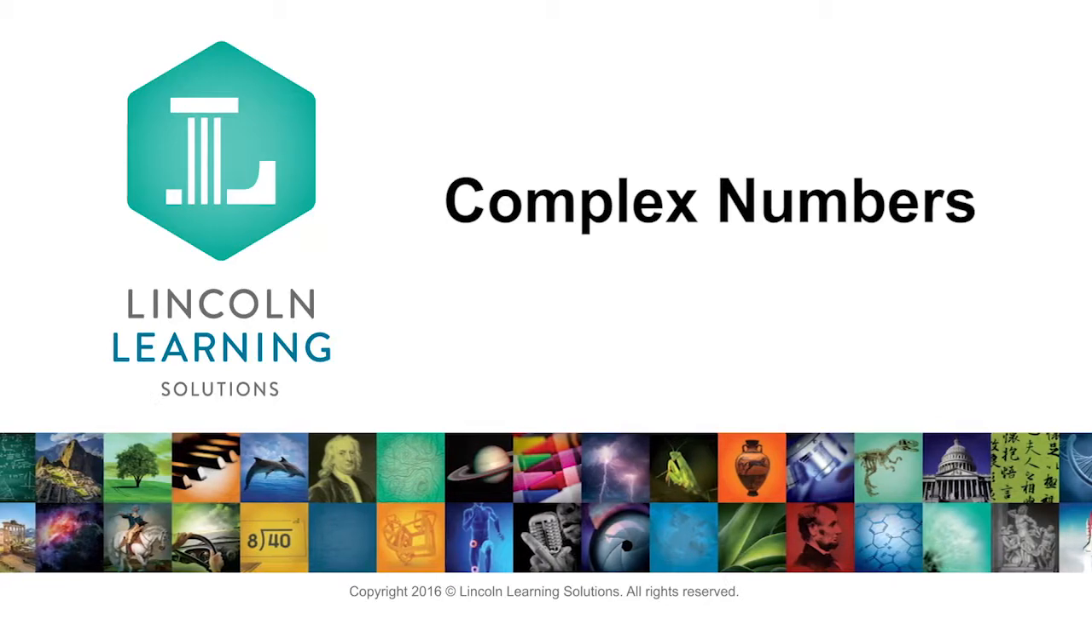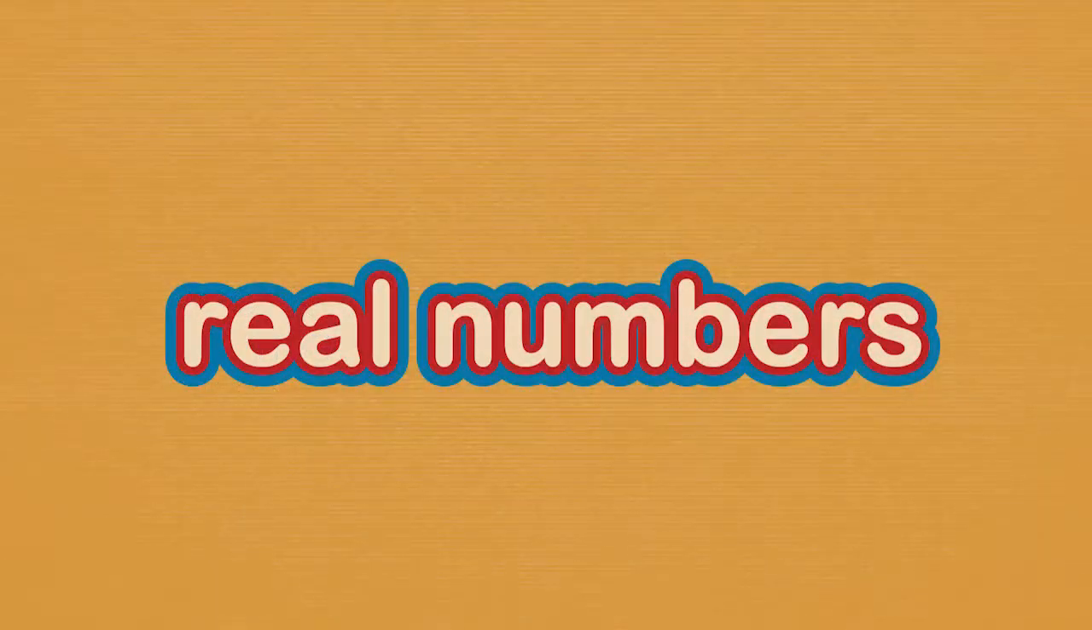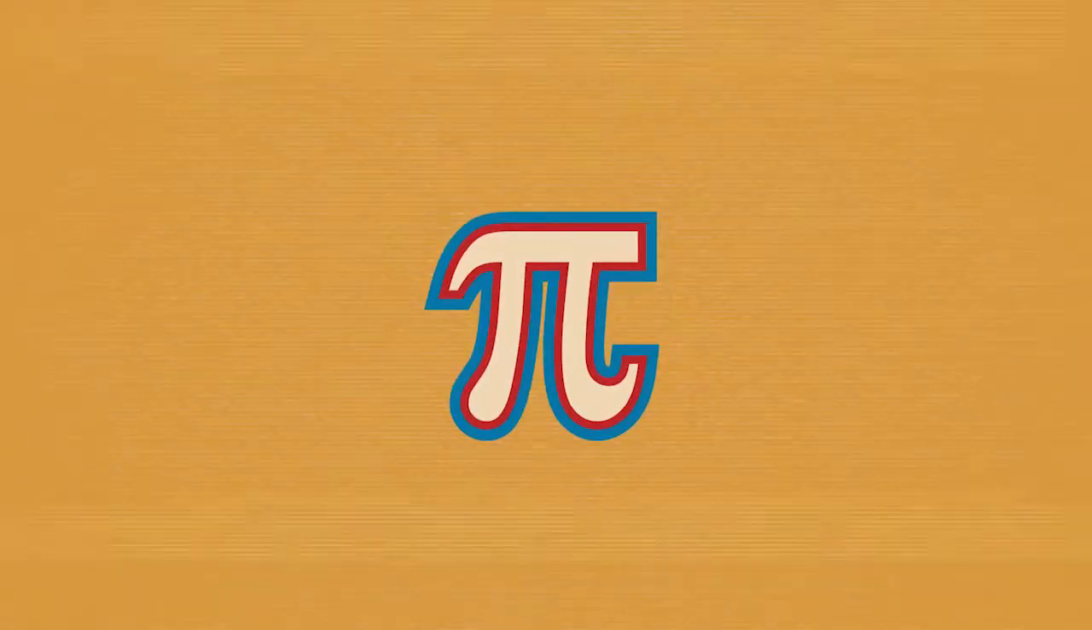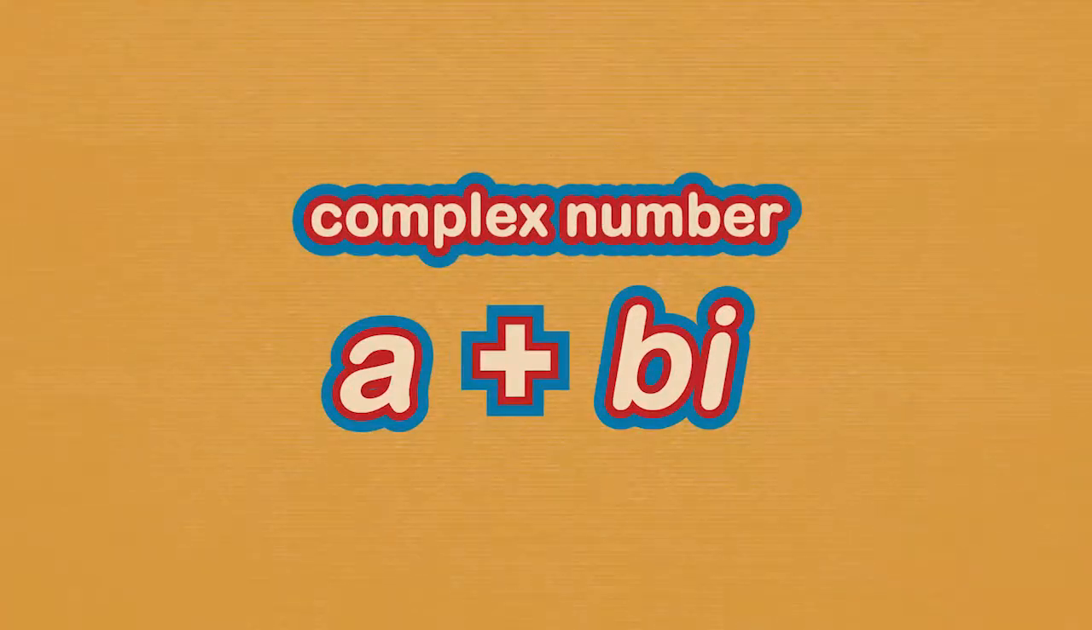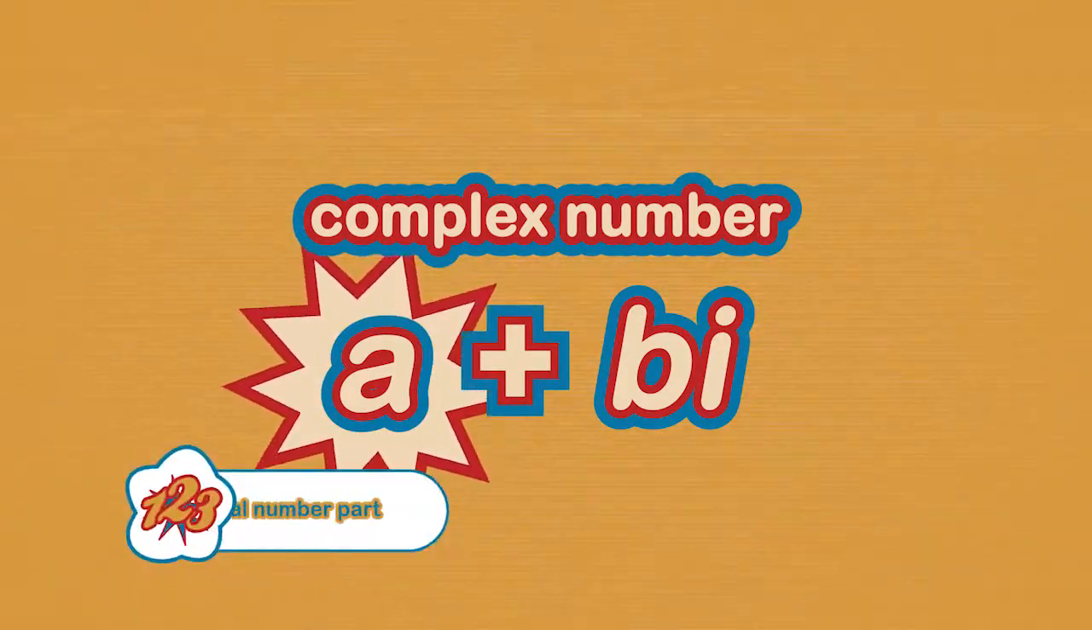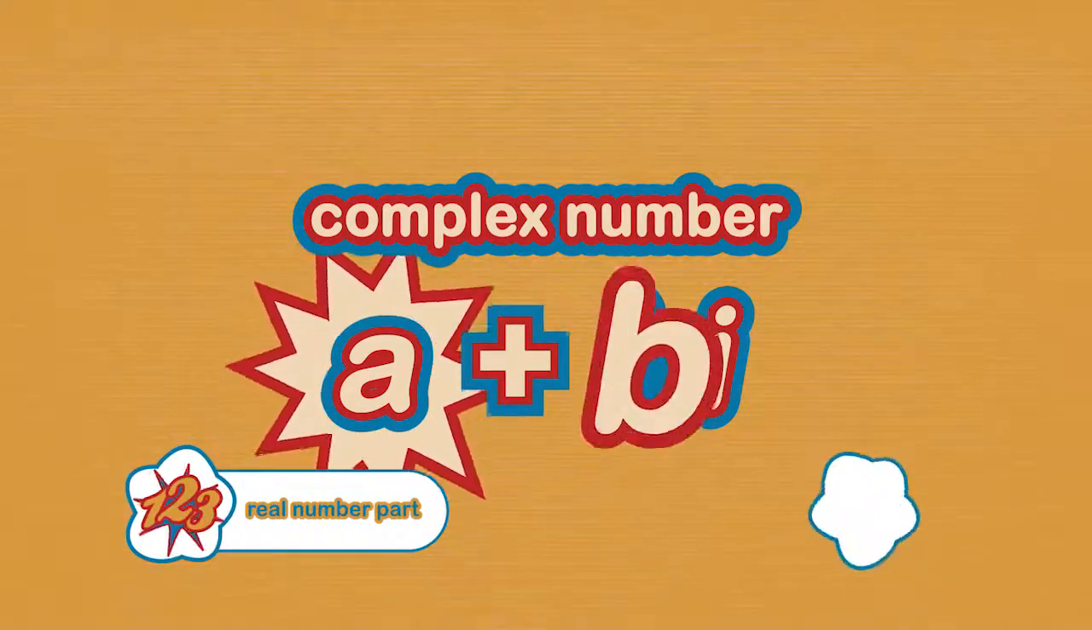The most common numbers used in math are real numbers. 0, 1, 0.3, pi, and square root of 2 are all examples of real numbers. A complex number is a number that has two parts, a real number part, represented here by A, and an imaginary number part, represented by B.